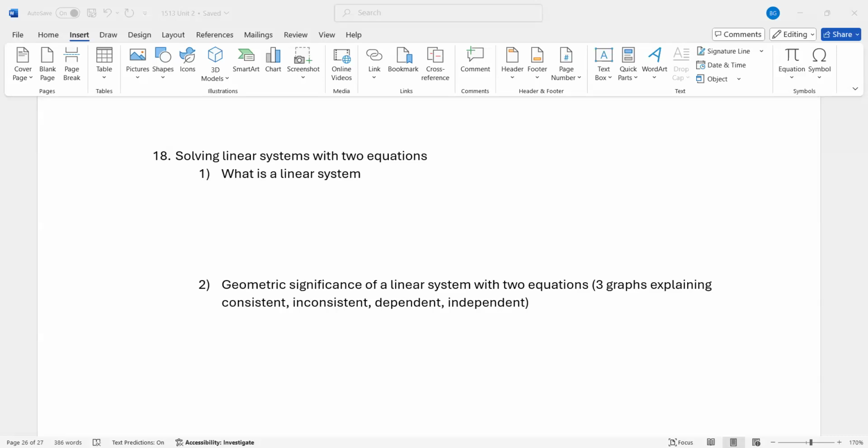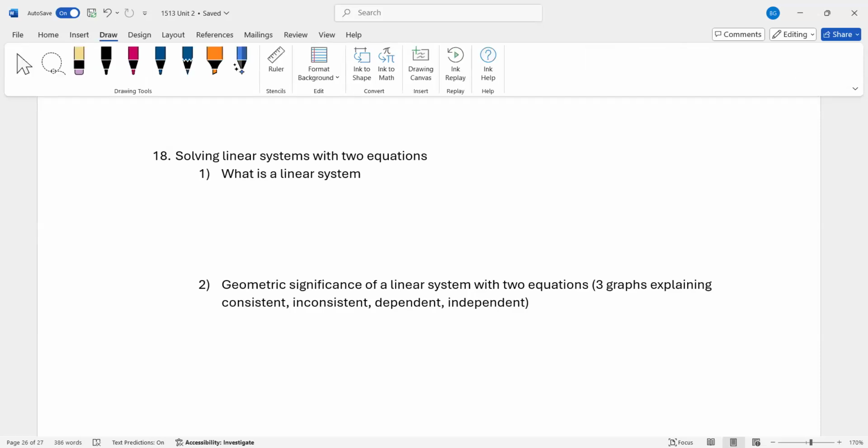Section 2.5, we are going to see how we solve linear systems. So firstly, what does a linear system look like? We start with a linear system containing two equations, and later we will see linear systems with three equations in it. And we start with the basics. What does a linear system containing two equations look like?